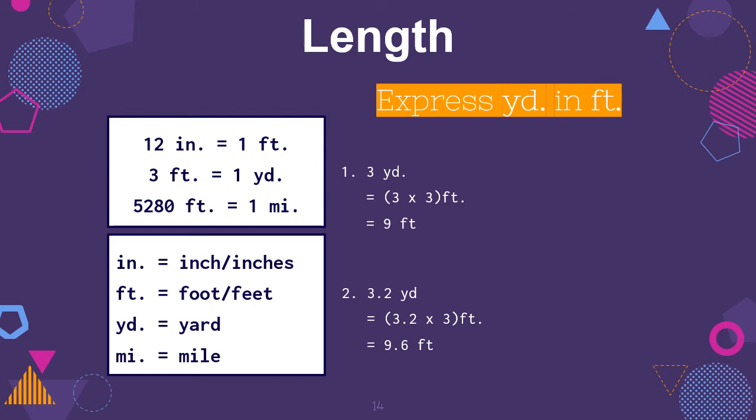Next, let's convert yards into feet. Given we have 3 yards, since 1 yard is equal to 3 feet, 3 multiplied by 3 is equal to 9. So 3 yards is equal to 9 feet, and 9 feet is equal to 3 yards. Next, we have 3.2 yards. So multiply it by 3. So 3.2 multiplied by 3, we have 9.6 feet. 3.2 yards is equal to 9.6 feet.